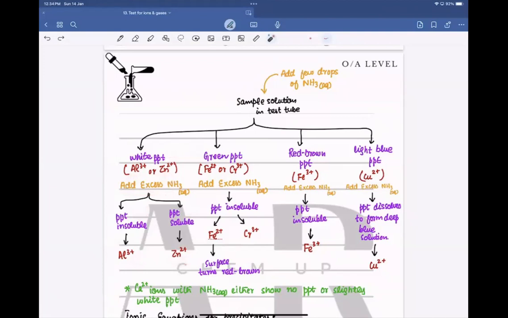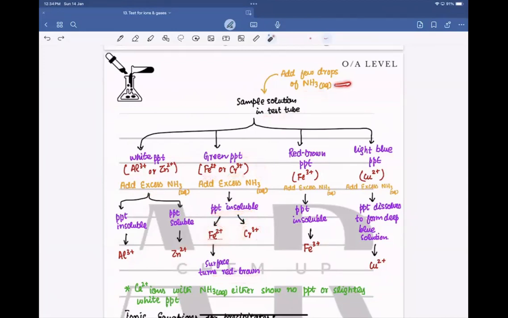If on adding a few drops of ammonia in a sample solution we get a green precipitate, then it means it's an iron 2 positive ion or a chromium 3 positive ion. On adding excess ammonia, the precipitate remains insoluble in both cases. But with iron 2 positive ions, the surface becomes red brown, and in the case of chromium 3 positive, there will be no change in the color of the surface.